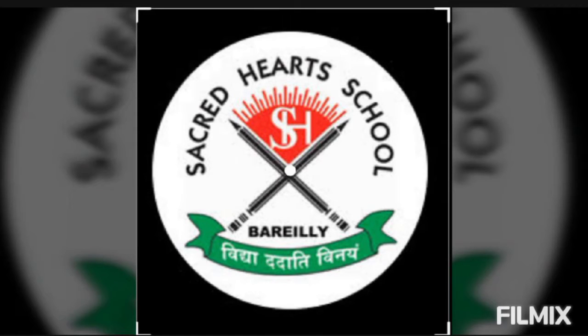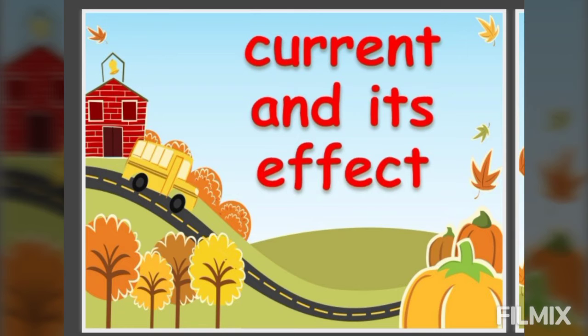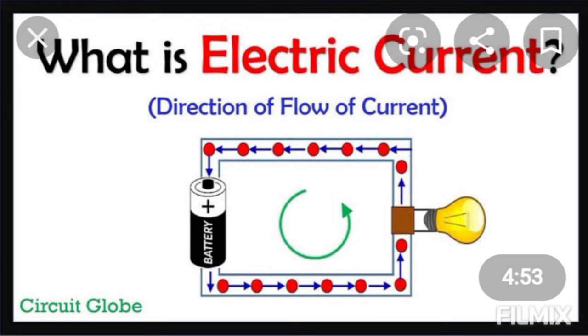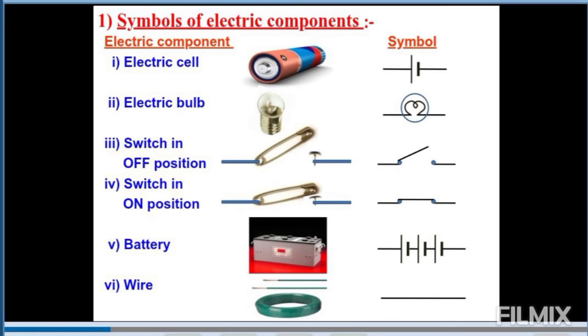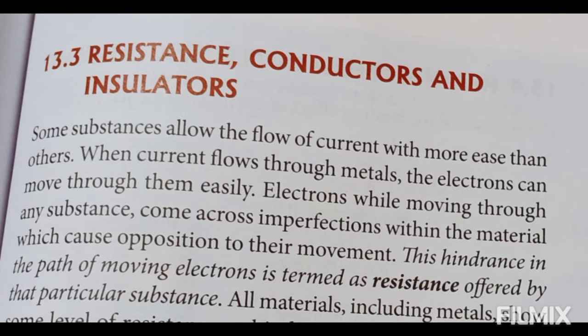As you all know, we are doing chapter number 13, that is electric current and its effect. Let's quickly recall what we have studied till now. We studied about electricity. Electricity was the flow of the charges. Then we studied about the circuit diagram. Circuit diagram was the representation of the electric circuit with the help of the symbols. Then we studied about the different symbols of the electric components. Then our next topic was resistance, conductors and insulators.